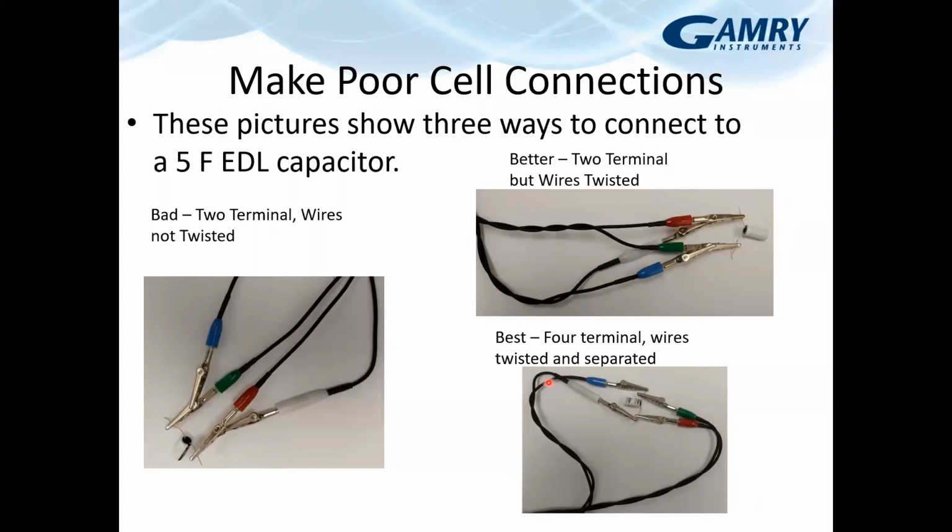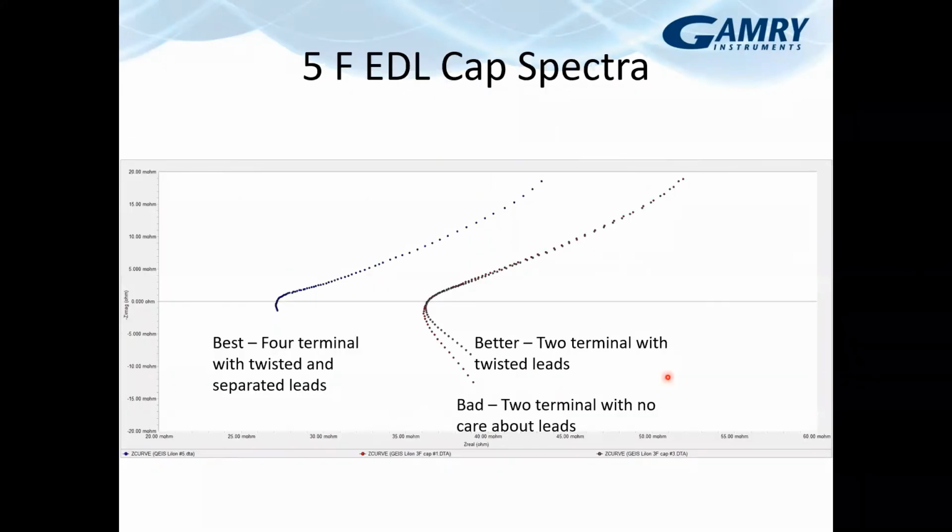And if we take a look at the impedance spectra from these, so it's the 2-terminal, the bad version. If we improve the inductance pickup with the twisted leads, we get a little bit better. But a dramatic improvement occurs when we switch over to the 4 electrodes. So we've gotten rid of all of this contact resistance. This is a 5 farad cap, so it's low, but it's not super low impedance. But you can see that contact resistance, even at a 5 farad cap, is a significant contributor to the measurement impedance that we're getting there.